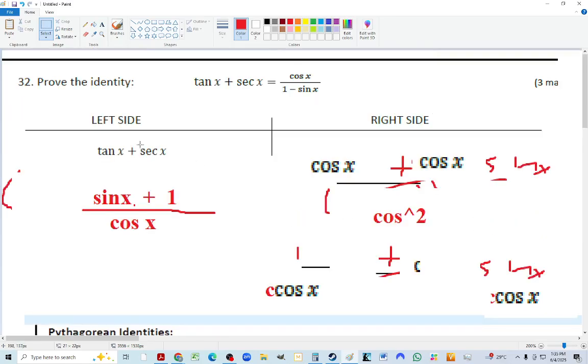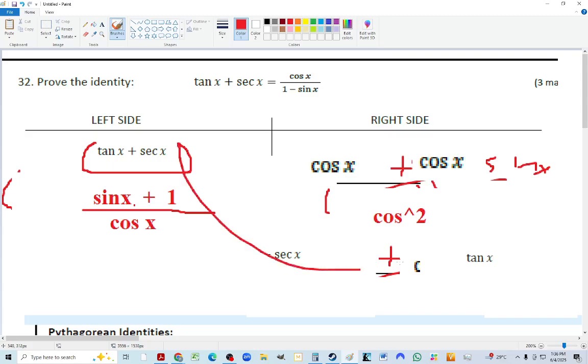1 over cos x is secant x. Sine x over cos x is tan x. So left side is equal to right side. A little bit more convoluted. I don't like it. Takes a little bit more technique and finesse. I could have done the same thing and inverted this until I got to that as well. And again, it just becomes a little bit complex.